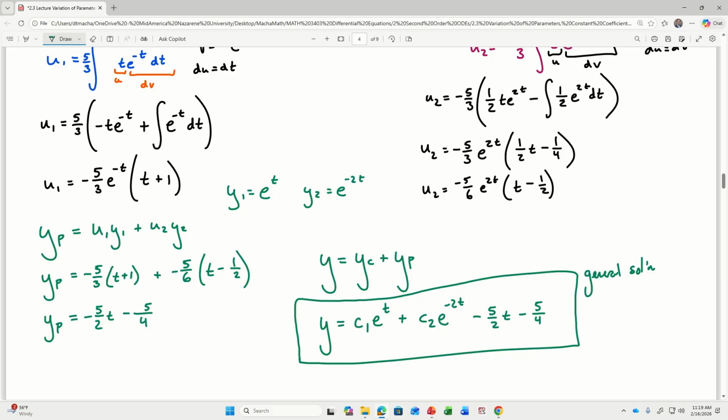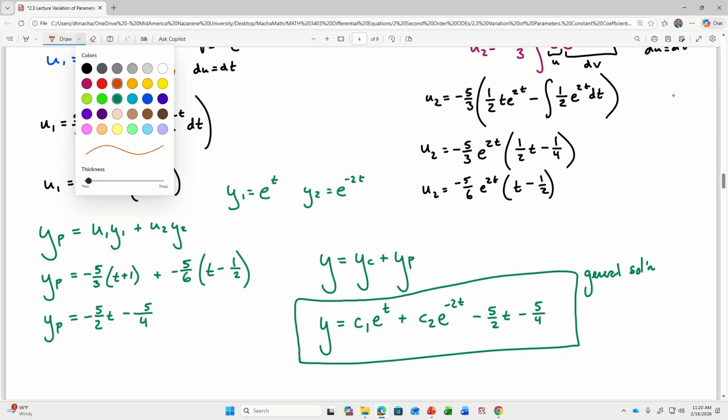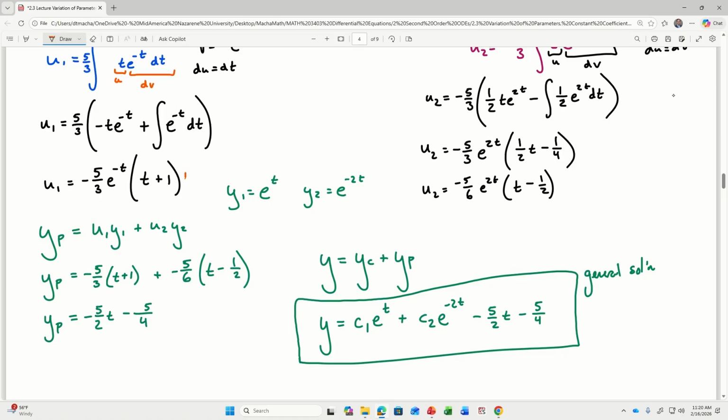All right, now we're ready to answer Carter's question. Carter said, after I take these antiderivatives and I get the u1 and the u2, should I add a constant at the end? And maybe we should, because when you take an antiderivative, you can have a constant.